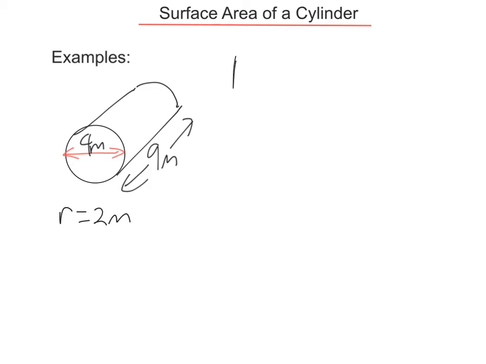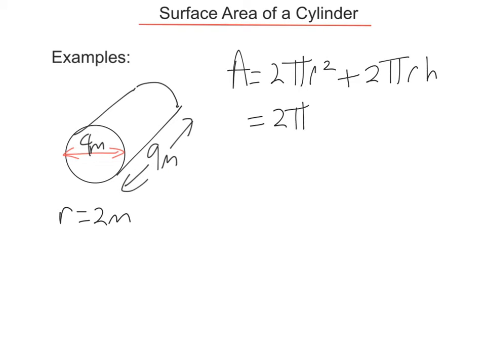Writing out the formula, area equals 2 lots of pi r squared for the two circular ends and 2 pi r h for the curved surface. Substituting in 2 pi times r squared, which is 2 squared, plus 2 pi times r, which is 2, multiplied by h, which is 9.